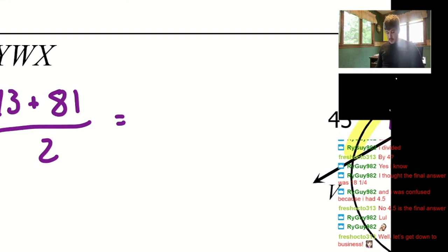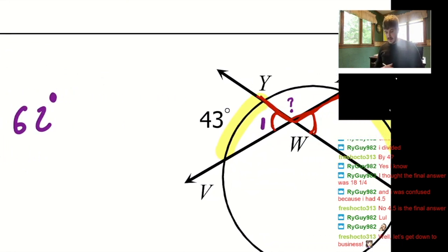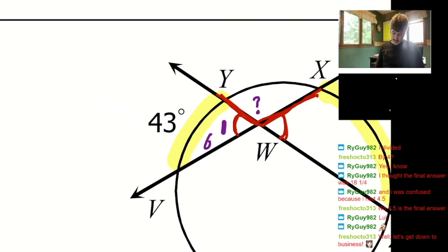43 plus 81 is going to be 124. Cut that in half. This calculation should be 62. We go to the diagram. That definitely makes sense depending on the size of this angle. That's 62, and that's 62 as well.